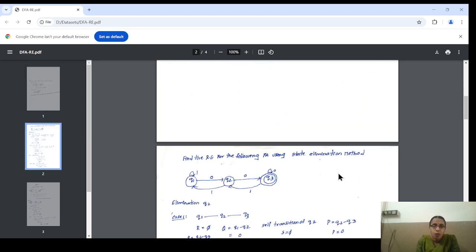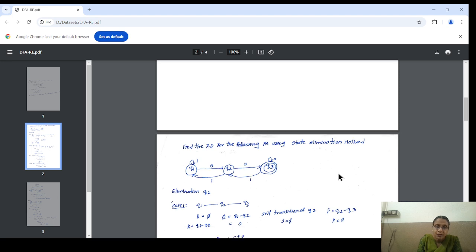Next, we have to see the problem. Find the regular expression for the following finite automata using the state elimination method. All the above steps are the state elimination method. So to convert the DFA to a regular expression, we are using the state elimination method.